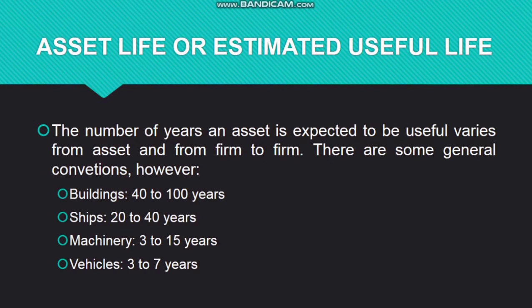Asset life or estimated useful life. The number of years an asset is expected to be useful varies from asset to asset and from firm to firm. There are some general conventions, however. Buildings are 40 to 100 years, ships are 20 to 40 years, machinery is 3 to 15 years, and a vehicle is 3 to 7 years. Next.